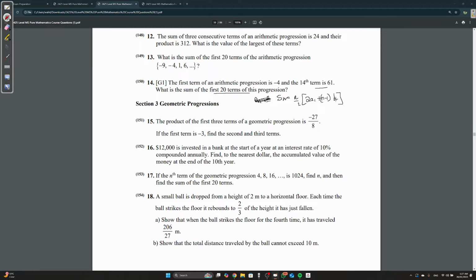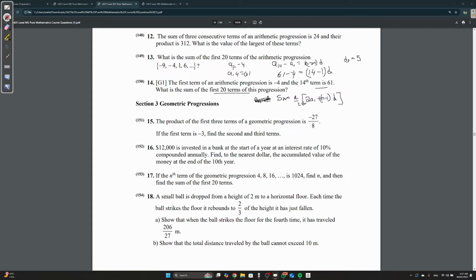What's the difference? Let's find the difference. We know that a1 is equal to negative 4, and we know that a14 is equal to 61. So let's do a14 minus a1 is equal to (n minus m) d, right? So a14, 61, minus a1, negative 4. See how it becomes plus. It is equal to (14 minus 1) d. So 65 divided by 13, you're going to get d is equal to 5.